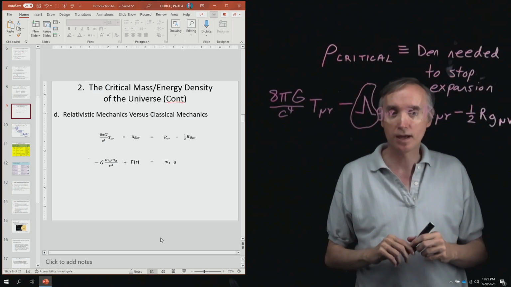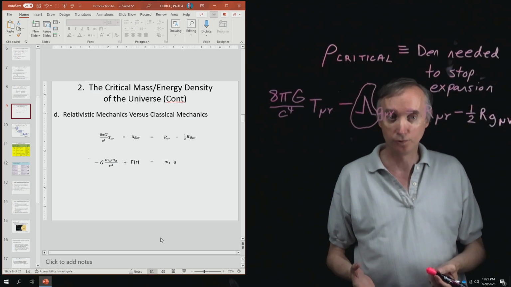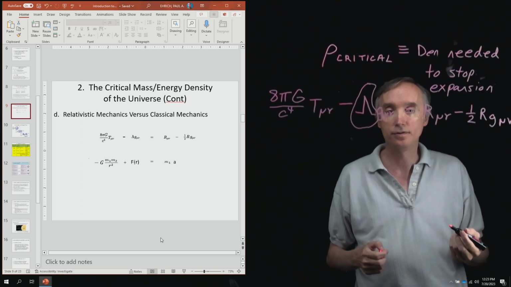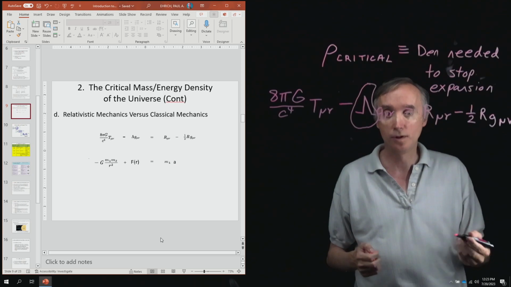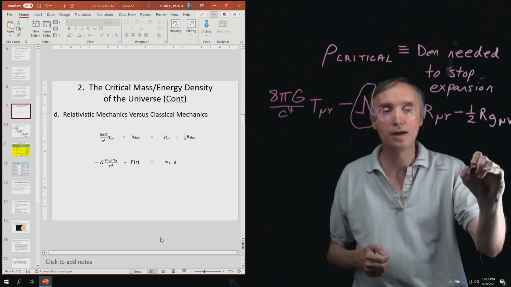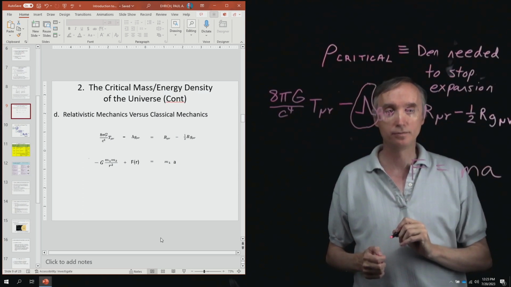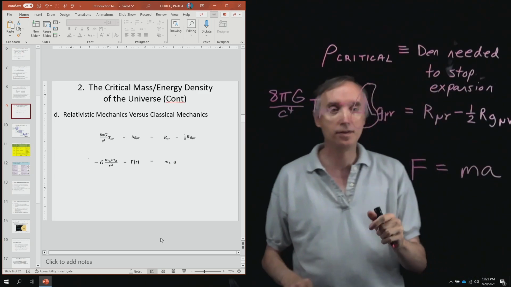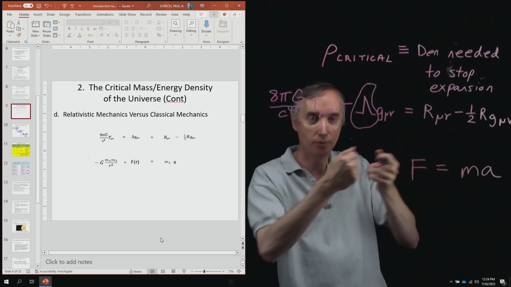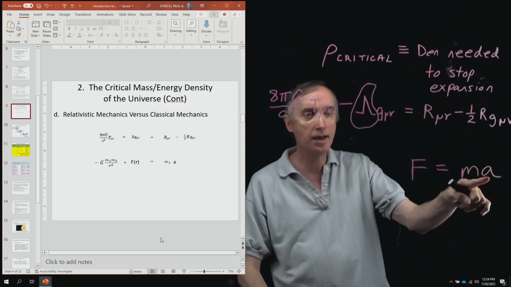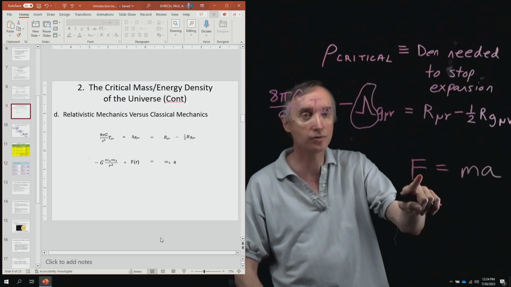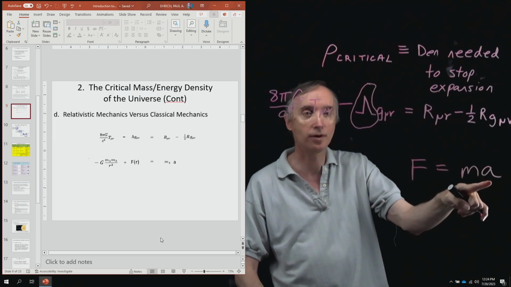Classical mechanics is what Sir Isaac Newton would say. If you recall, Sir Isaac Newton had his second law of motion, which said that a force causes a mass to accelerate. Notice that this F is what's doing the pushing or the pulling, and the A over here is what's happening. Because of the force, masses accelerate.